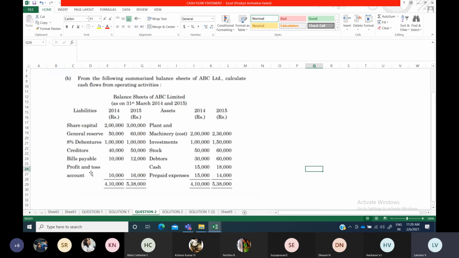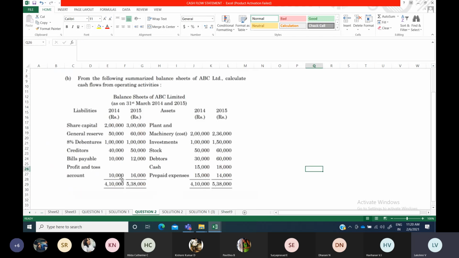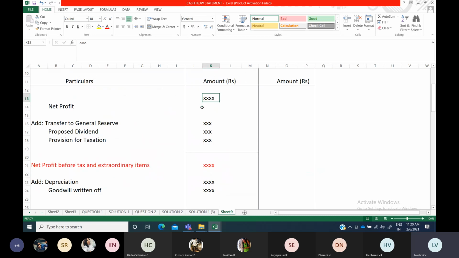Then profit and loss account, if you see, this item only you will show as net profit here. Cash flow statement as per accounting standard 3, profit and loss account, you will show it as a net profit. Difference amount you will show it as net profit. So where it will come means initially it will come. Here itself you have to show that amount. So the amount will be 16,000 minus 10,000, 6,000. 6,000 only your answer will start from this.